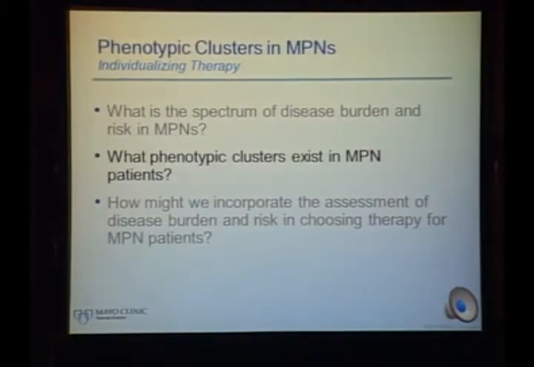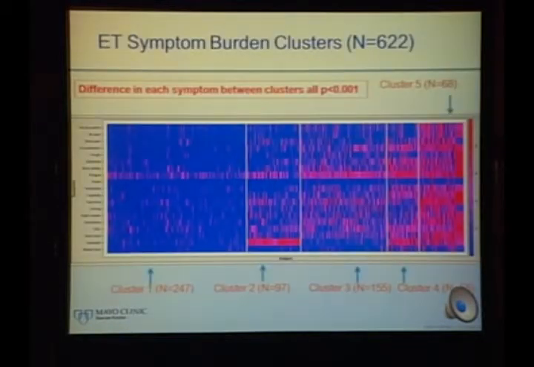Now, what about phenotypic clusters? This is a medical term that means, what about different groups of patients within a specific MPN diagnosis? So let's take ET, for example. Here's 622 patients. There's symptoms along the left side of the slide you see, and each line along the bottom of the slide going up and down represents one individual patient, with symptoms being absent in blue to being highly present in red. And we were able to find that statistically there were five different groups.